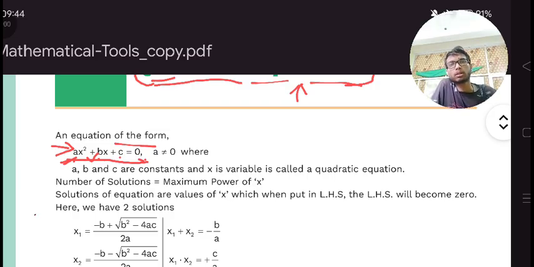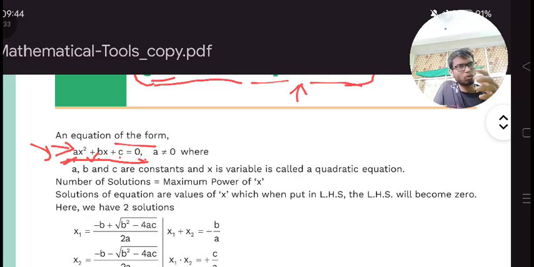Focus over here. I said a, b, c would be real, but remember, only a should not be equal to 0. This is the condition. We cannot exploit these rules. Yes, you can put 0 in place of b, in place of c, but not in place of a. This is the rule of a quadratic equation.